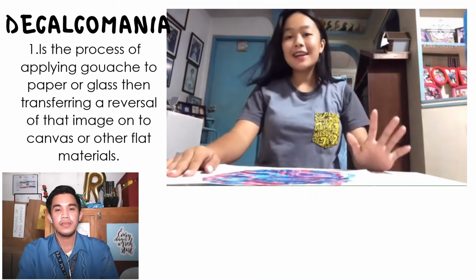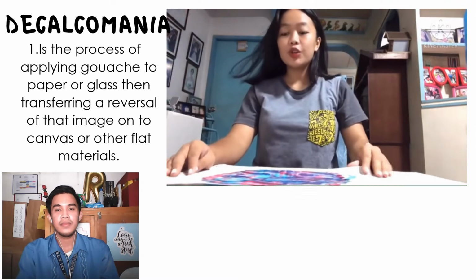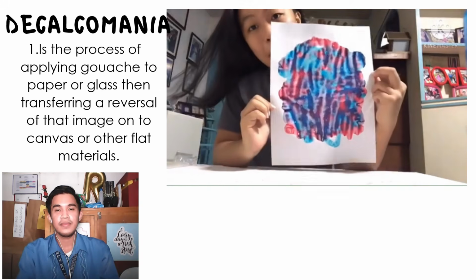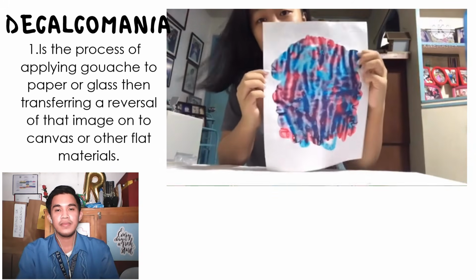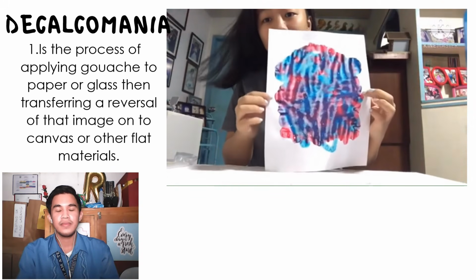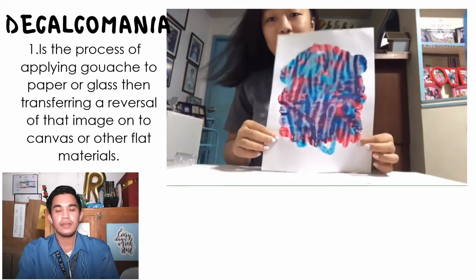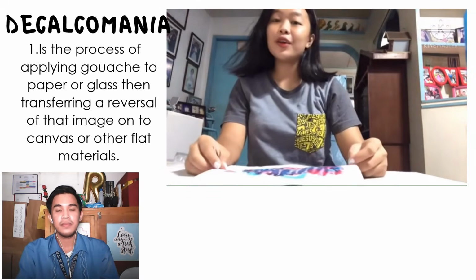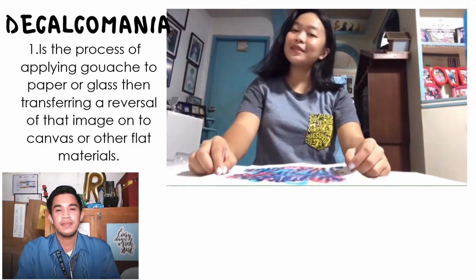Fun fact guys, if you use your imagination, you can see some images on your work. On my work, I see a bear. This is his ears, arms, and feet, and a tail. So, this is how you do a Decalcomania art. Thank you guys for watching.